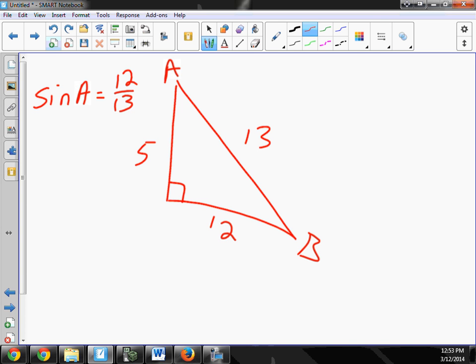A is up here. Right. So if I did tangent of B, then I need to move my theta to B. What is the tangent of B? Once I move theta to B, the opposite and the adjacent switch. So this is 5/12. Okay. What about the cosecant of A? Well, cosecant is the reciprocal of sine. The sine of A is 12/13. So the cosecant is going to be 13/12.